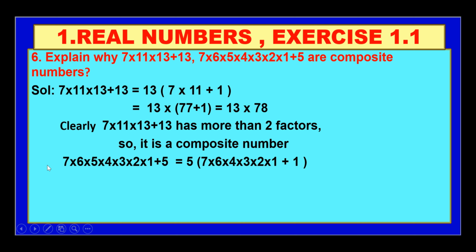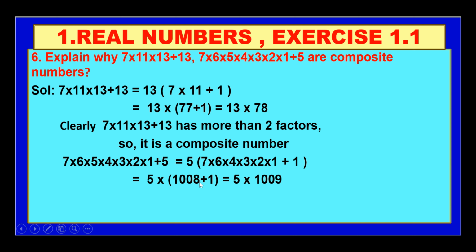If we take 5 as common, then you have 7 into 6, this we took common, leave it. 4 into 3 into 2 into 1, plus we took 5 already common, but you can write 5 as 5 into 1, therefore 1 is there. Okay, is it clear? Good. This is equal to 5 into 7 into 6 into 4 into 3 into 2 into 1.